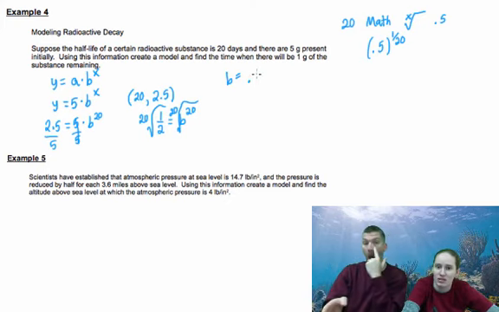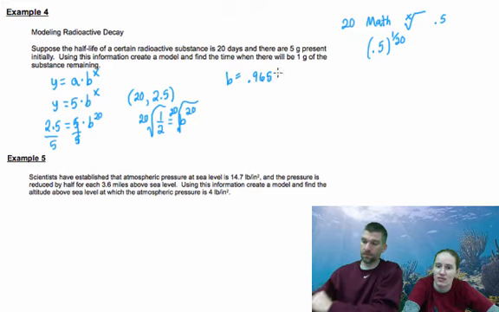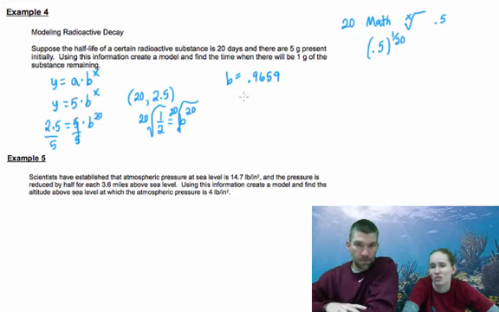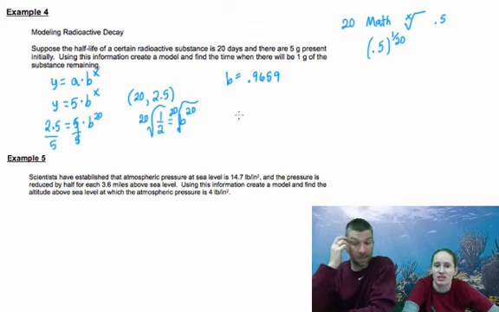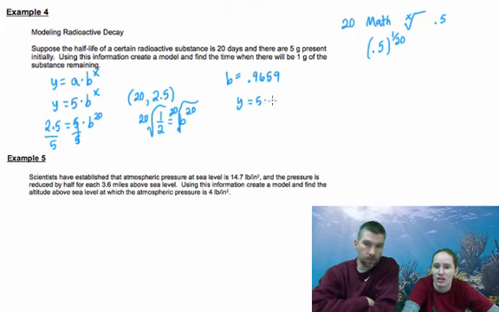0.9659. And since we're modeling, the more decimals we have, the better. Yes, because it gives us a more accurate set of information. So plugging this in, y equals 5 times 0.9659 to the x. That is part of our answer.